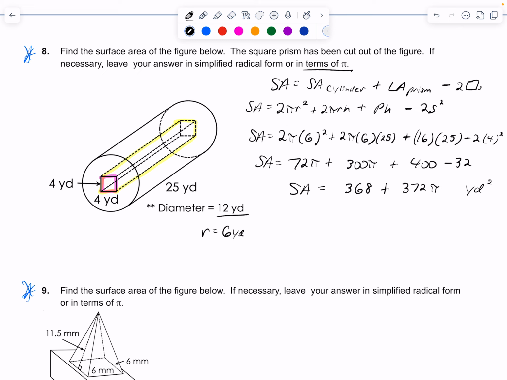All right, so that is it for number 8. Again, I think this is the hardest part here, is just to figure out this very first step of what kind of equation we're going to do to find the total surface area.